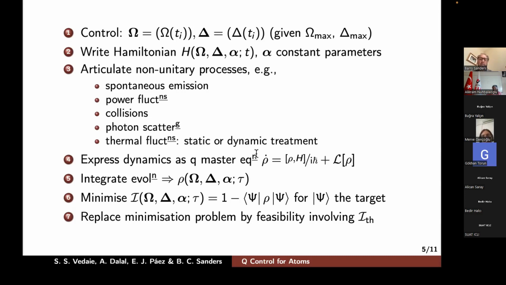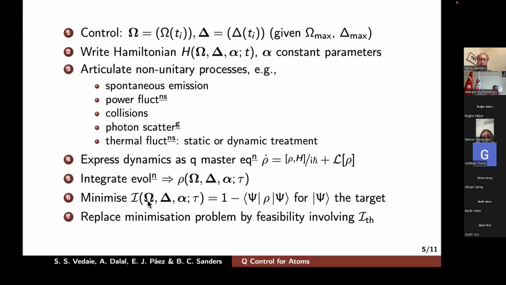Then we integrate the equation, and we get a solution after some time tau, which is the gate time, in terms of the choice of Rabi frequency and detuning and the constant parameters. And then, if we consider an optimization problem, we want to be able to deliver the best infidelity. So the fidelity is the overlap of the resultant state with the target state. For the ion trap and the neutral atom, it's a Bell state, 00 plus 11 for the 2 qubits. And the infidelity is just 1 minus the fidelity.